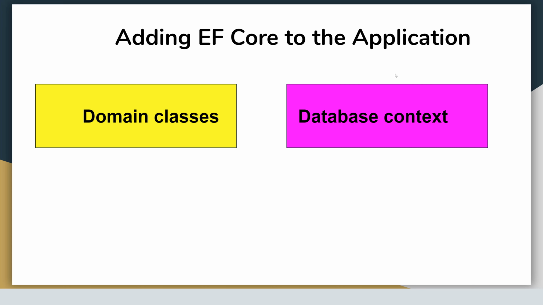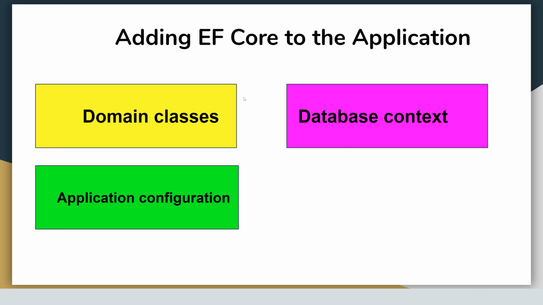And the second step, you have to create the database context class. The database context is the bridge between the database and our application. And we'll see how to create the database context. And we'll do some configuration, like defining the connection string to our database and registering it in the services in the Startup class. And you will see that in the demo.